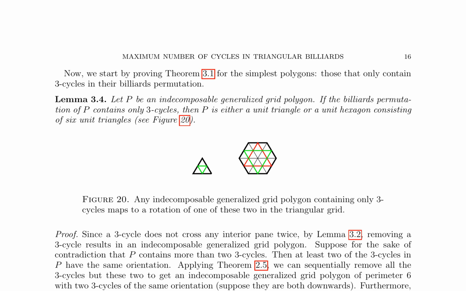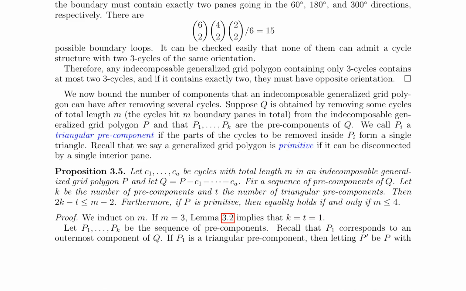thereby proving that any indecomposable generalized grid polygon containing only 3 cycles contains at most 2 3-cycles, and if it contains exactly 2, they must have opposite orientation. Next, the authors bound the number of components that an indecomposable generalized grid polygon can have after removing several cycles.